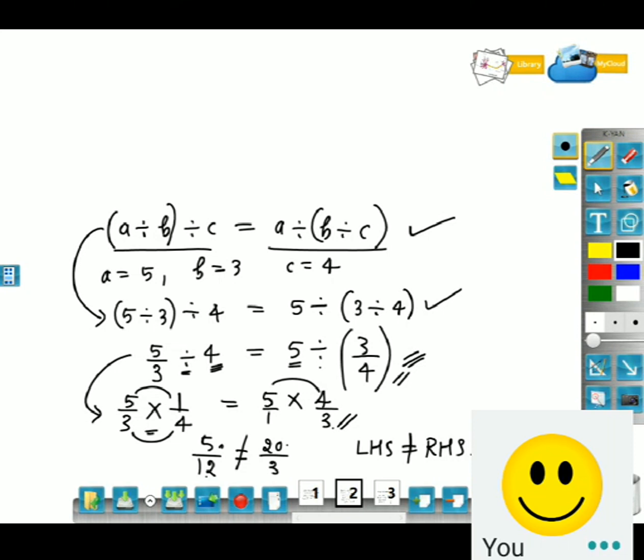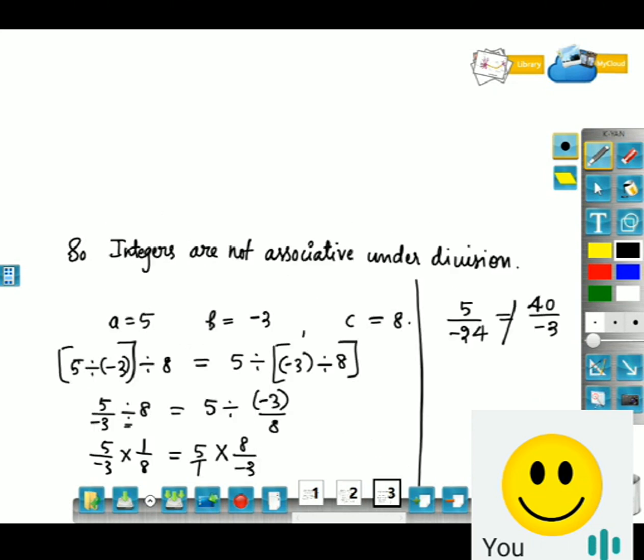So obviously, are they equal? They are not equal. So when they are not equal, we can say that integers are not associative under division.